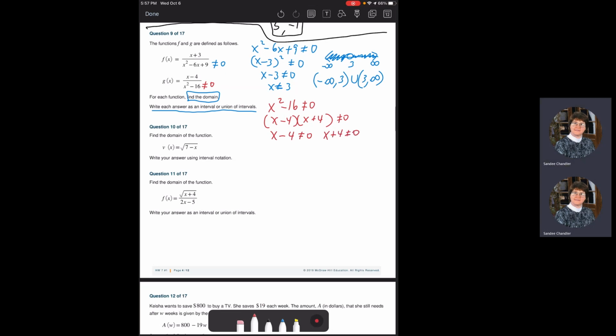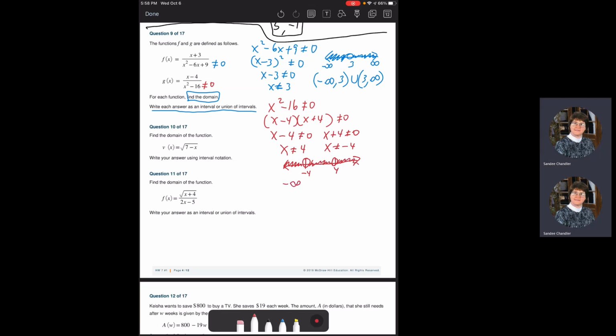All right, we're going to set each one of these equal to 0. So x is not equal to 4, and x is not equal to negative 4. So we'll draw our number line. Negative 4 is here, 4 is here. This is where it's open, and it's everything else.